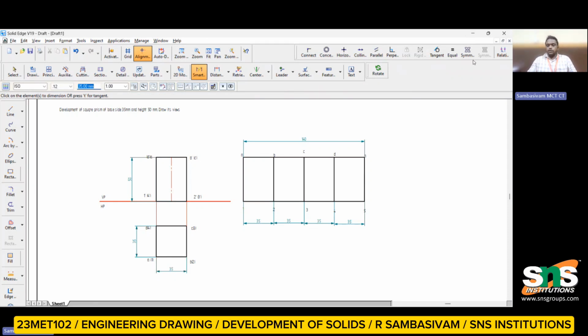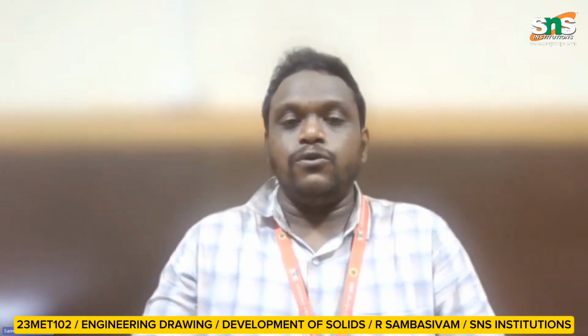So everybody has understood how the development of a square prism has to be drawn, with a clear understanding of the views.